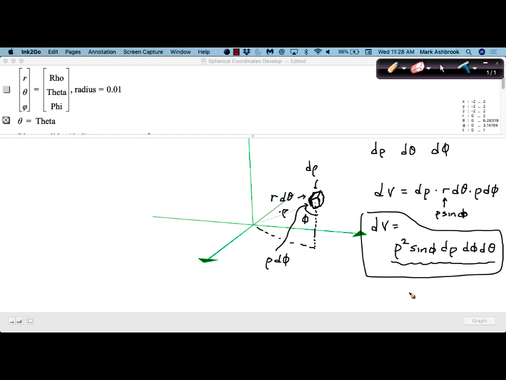Because it's all multiplication, right? You take the function you're integrating multiplied by dv, and then this is all multiplied to get a little cube or little rectangular solid volume. So everything's multiplied, so this just links up and multiplies with your function.